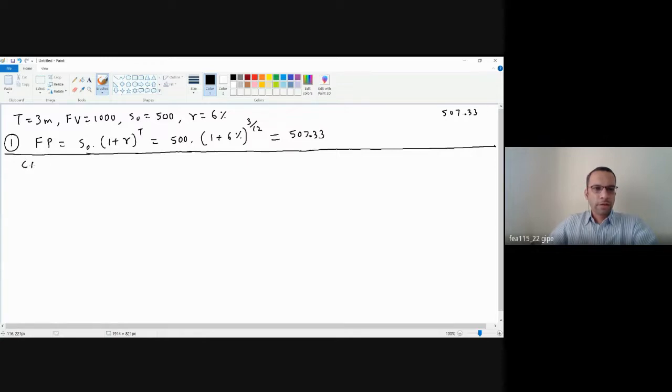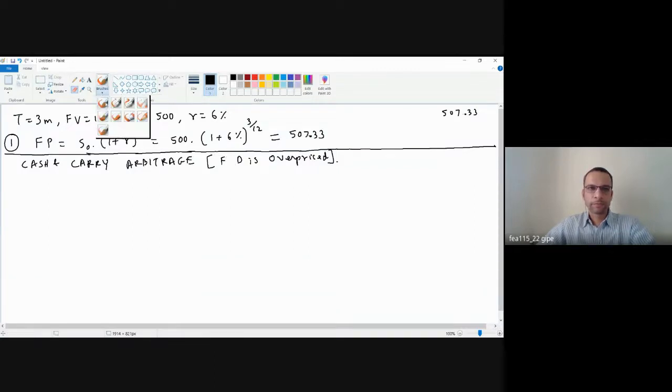So we are trying to do the cash and carry arbitrage. The forward is overpriced. Okay, now we know that this is the forward price. Now imagine that there is a certain counterparty who wishes to transact on this forward contract with you, but let's say they would want to transact at a price of 510. Imagine. So they are quoting a price of 510. So they say that our FP, and we would want to do it at FP star of 510.